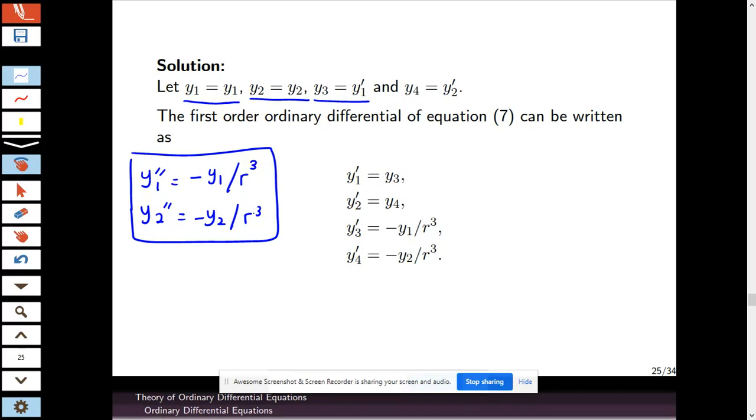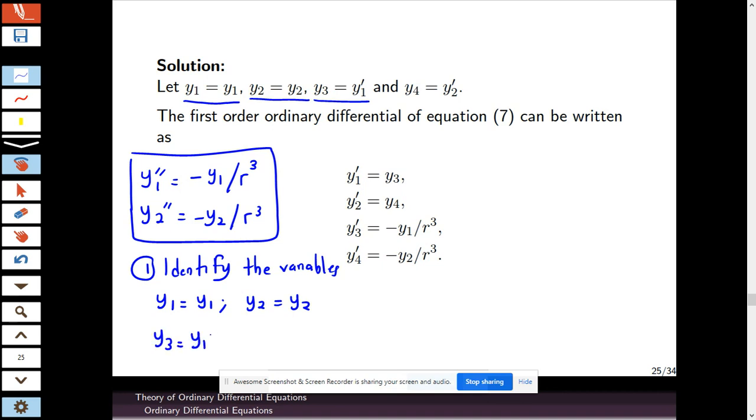So now, what we want to do here is write this into a first order differential equation. Identify all your variables. That's the first step. From my observation, I have y1 and y2. So you write y1 equals y1, y2 equals y2. That's the first step. Now from here, I can write y3 equals y1 prime, and then y4 equals y2 prime.